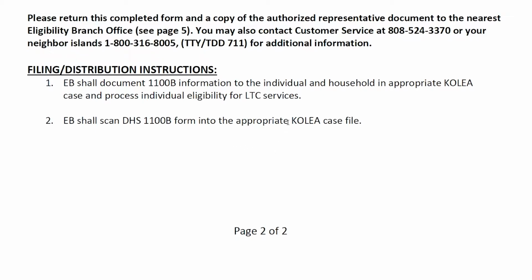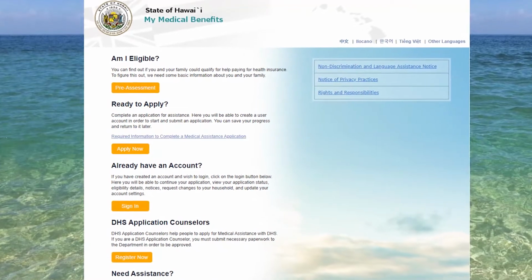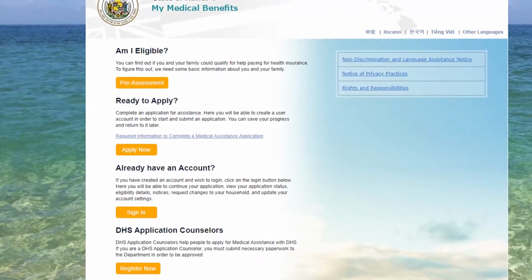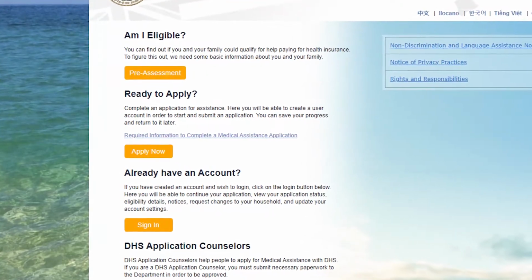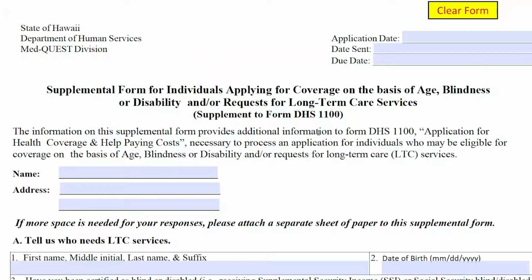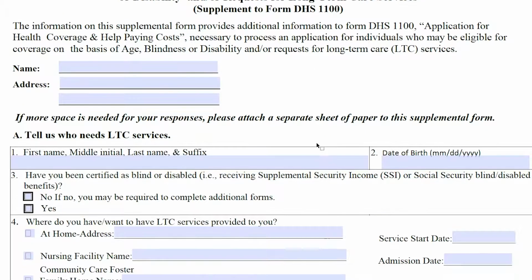For my state, we have Colea, which is an online application service. But what I'm going to do is just go over the physical or paper application. As you can see, this is a fillable PDF. This PDF was created at the end of 2020, so it's the most current one as of the recording of this video on June 21st, 2021. This is where, like I said, you have to put all your information.